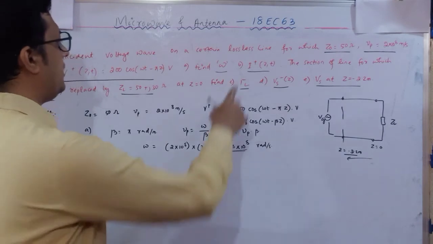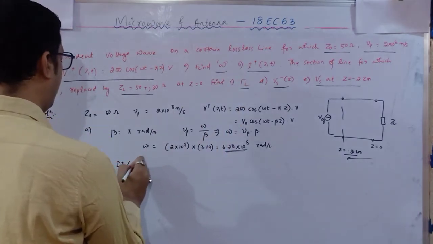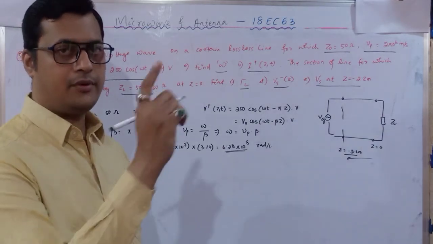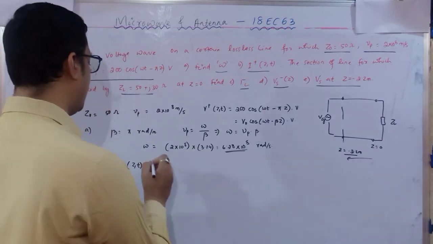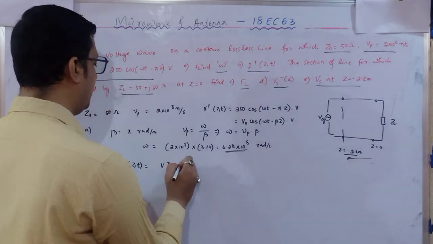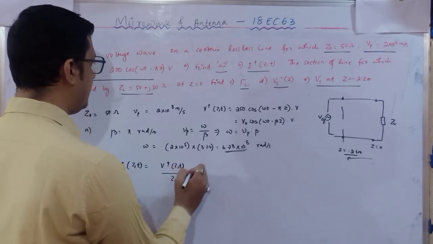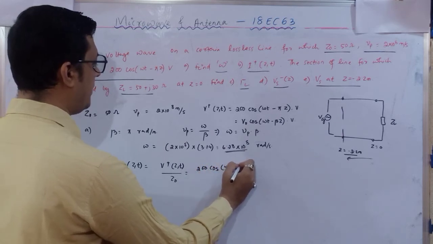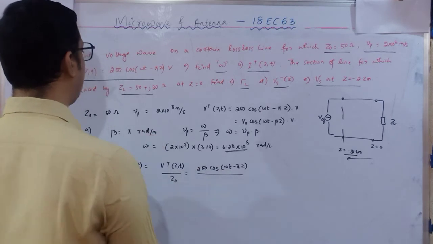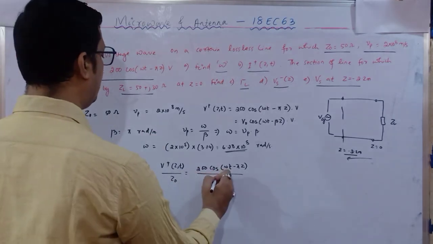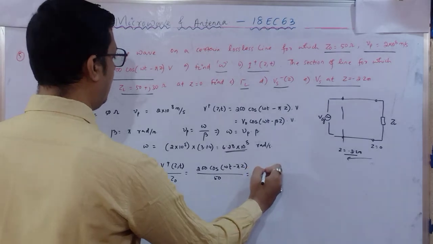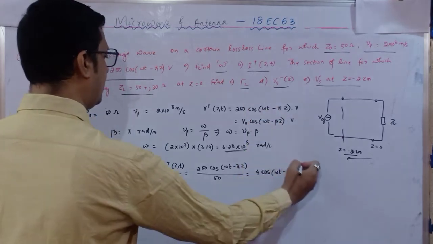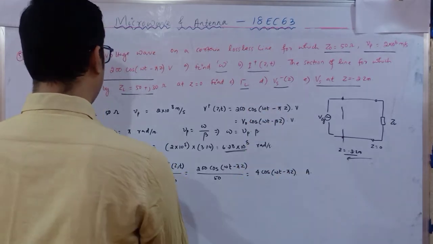Next we have to determine I plus of z comma t, the incident current. As we know, incident current is equal to incident potential divided by the characteristic impedance. So here I can write V plus of z comma t divided by Z naught. So this is 200 cos of omega t minus pi z, whole divided by Z naught. Z naught is how much? 50. So you will get 4 cos omega t minus pi z. This is in terms of ampere. So this is my current.